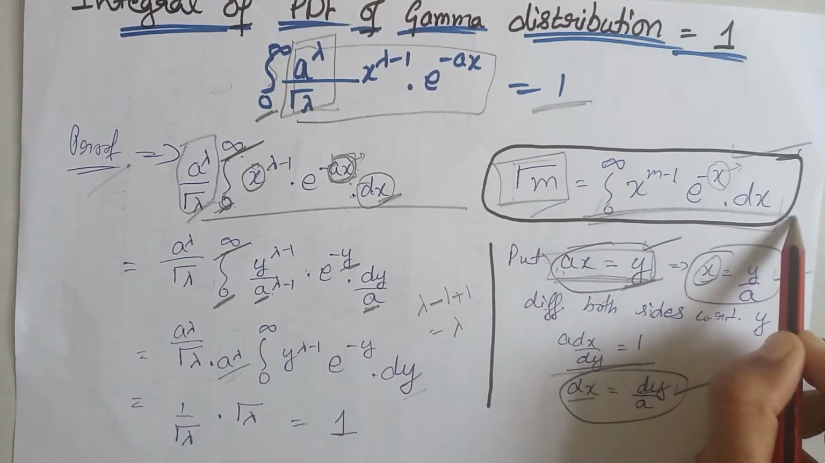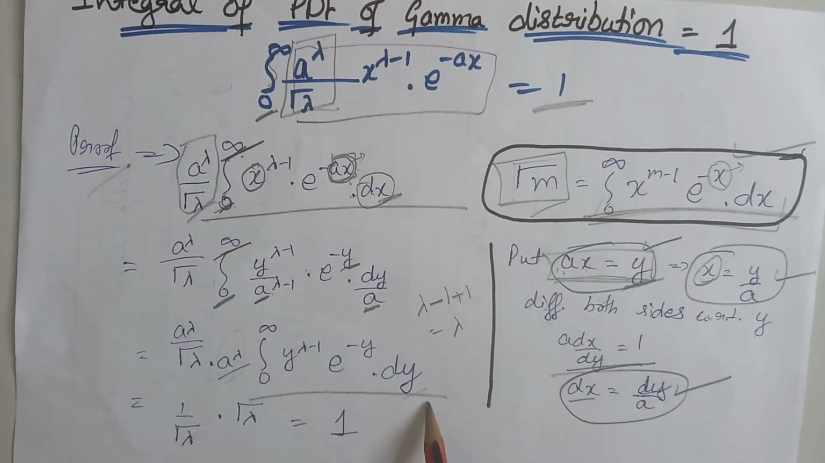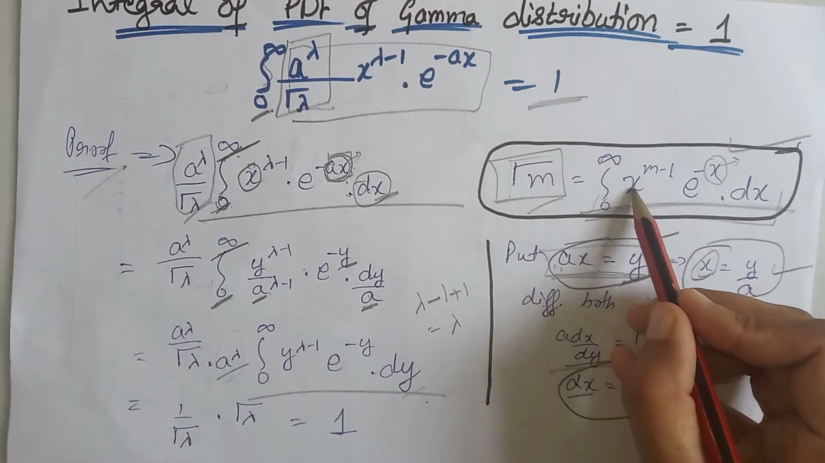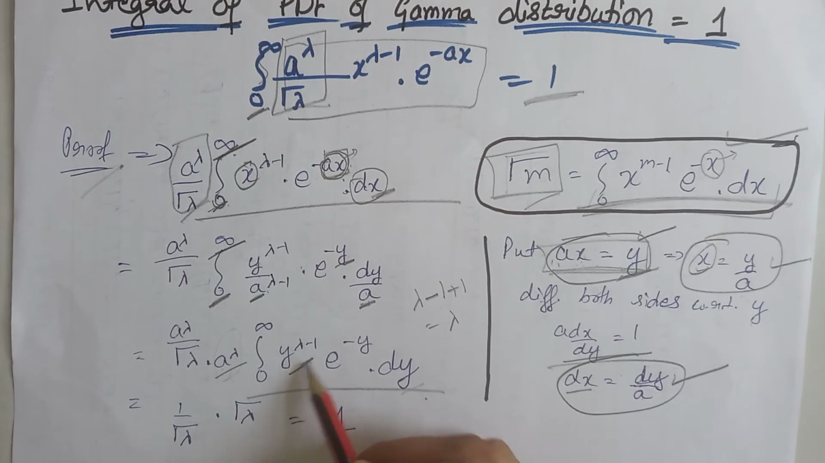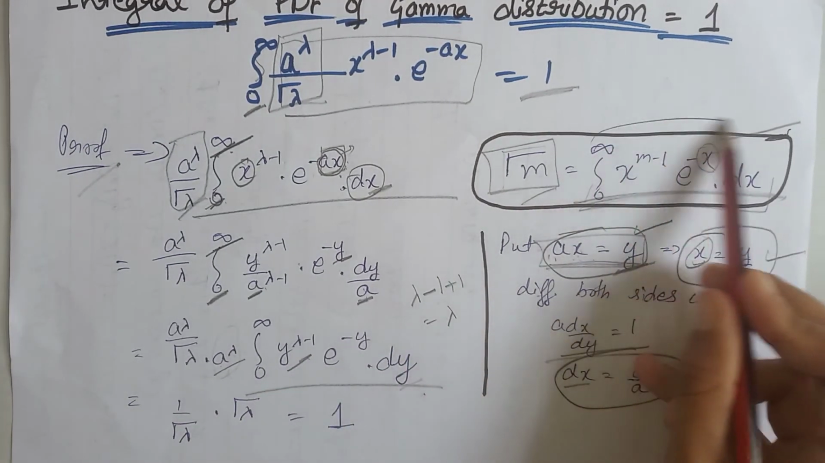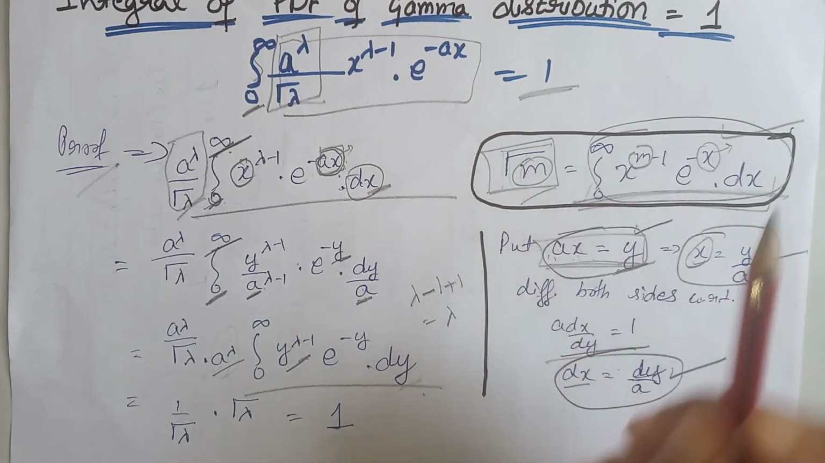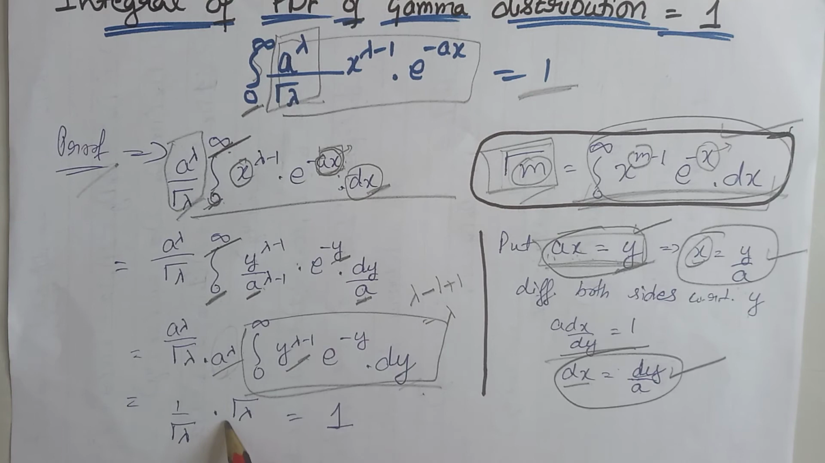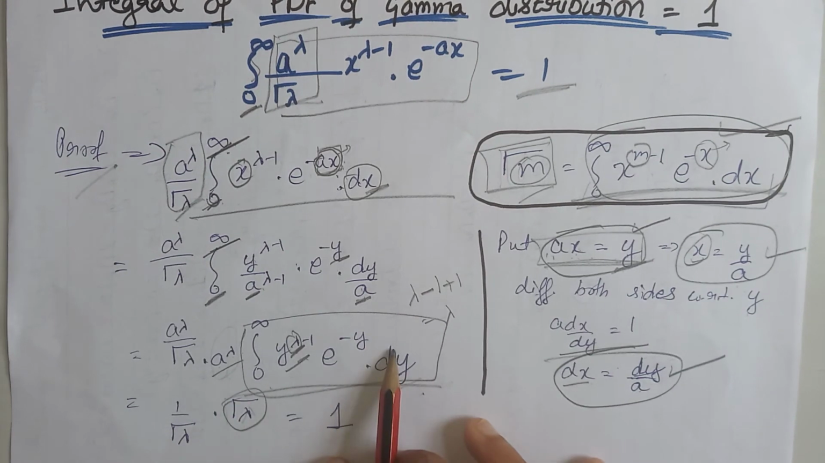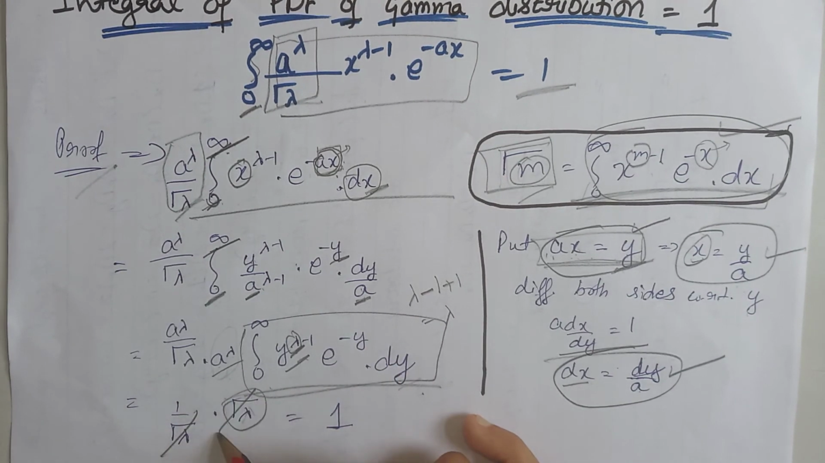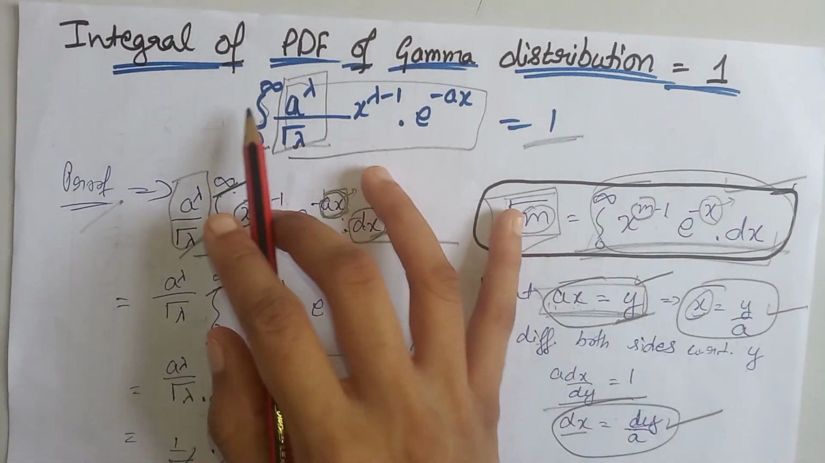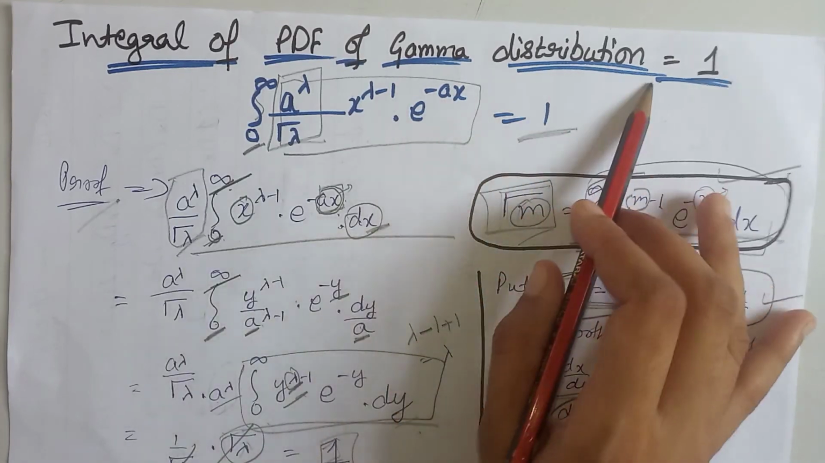On matching this whole term with this term, we can clearly see that just in place of x we are using the variable y here. So that means, since its value is equal to gamma of m, because here we have m, now its value is equal to gamma of lambda because here we have lambda in place of m. So that's why we write gamma of lambda here. Now this term will be cancelled out by this term and we get only 1 as our answer. That is, we have proved that the integral of the PDF of the gamma distribution is equal to 1.